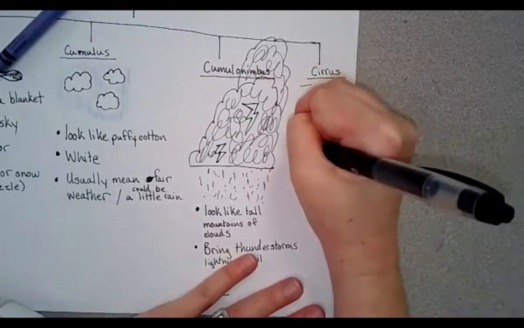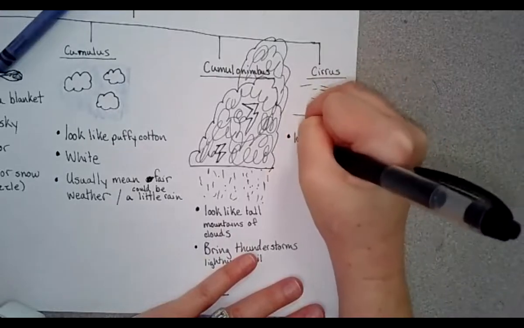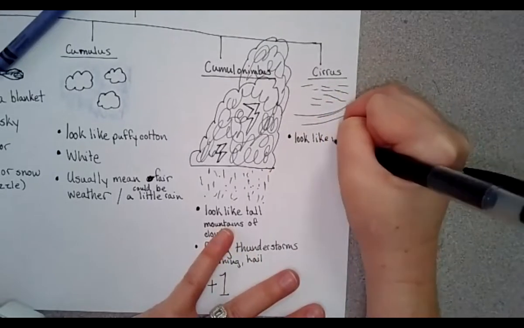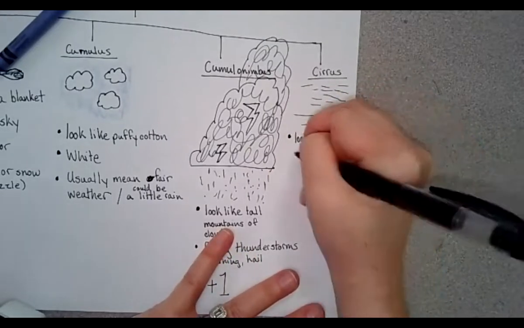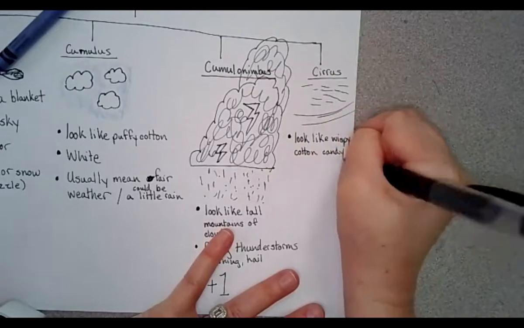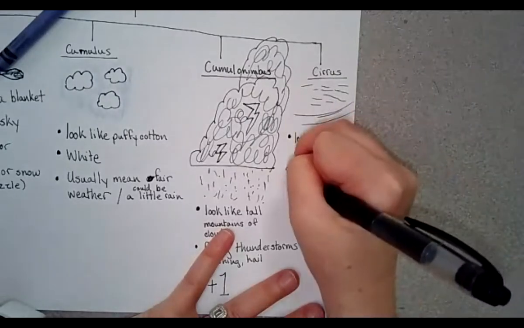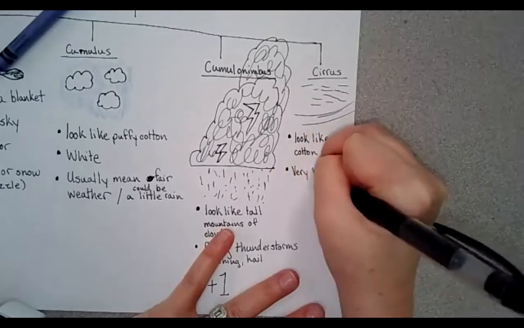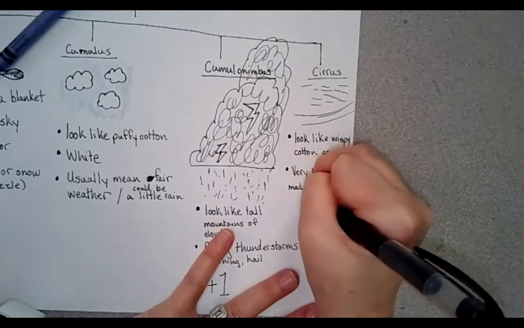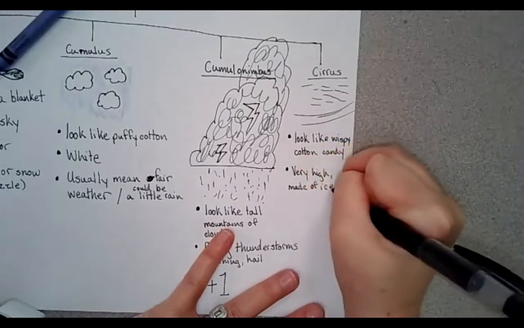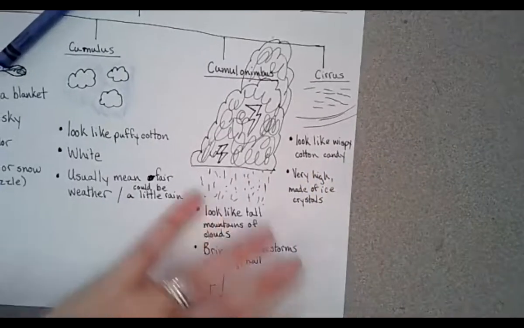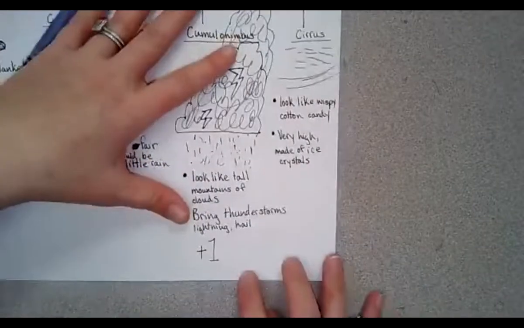So let's take down some notes. They look like wispy cotton candy. Like when you stretch out cotton candy. They are very high in the sky. Very high. They are made of ice crystals. I know, kind of crazy, huh? Okay, they look like wispy cotton candy, very high, made of ice crystals.